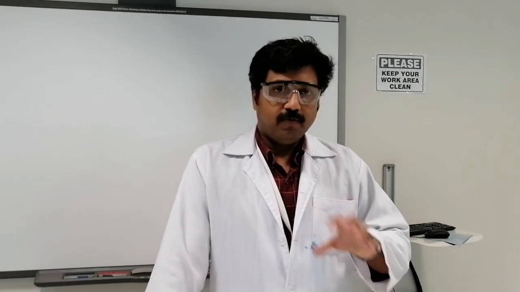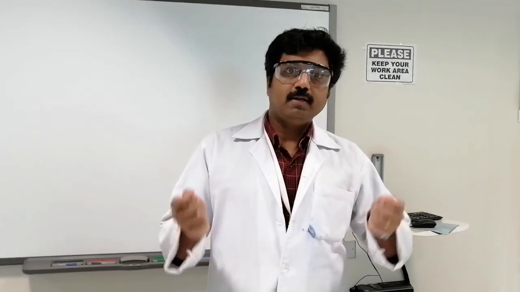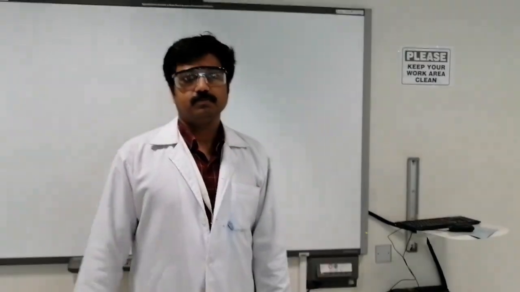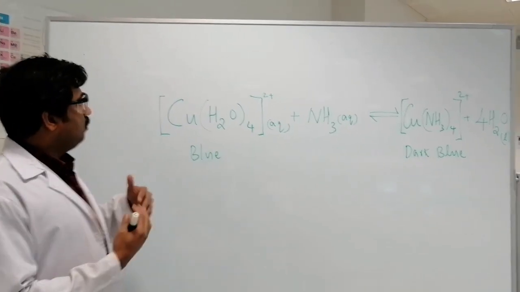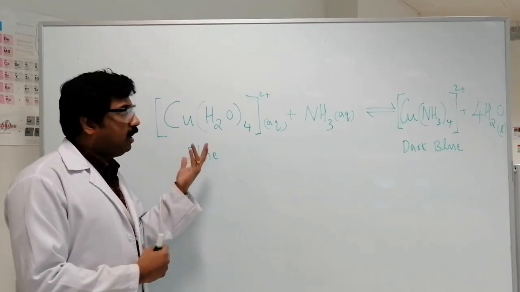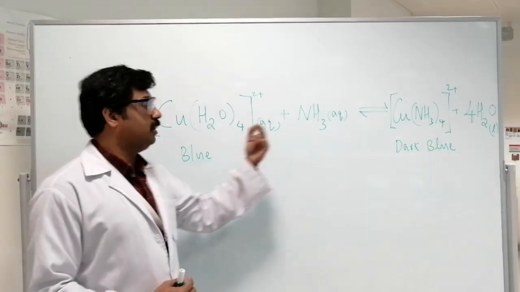As part one of this experiment, we're going to carry out a chemical reaction between an aqueous solution of copper and ammonia. At the same time, we have one more experiment, in which we're going to react an aqueous solution of nickel with ammonia. First, we see the reaction of the aqueous solution of copper with ammonia.